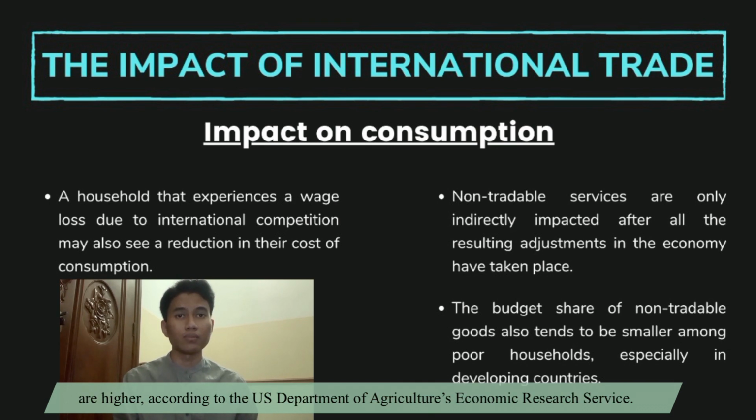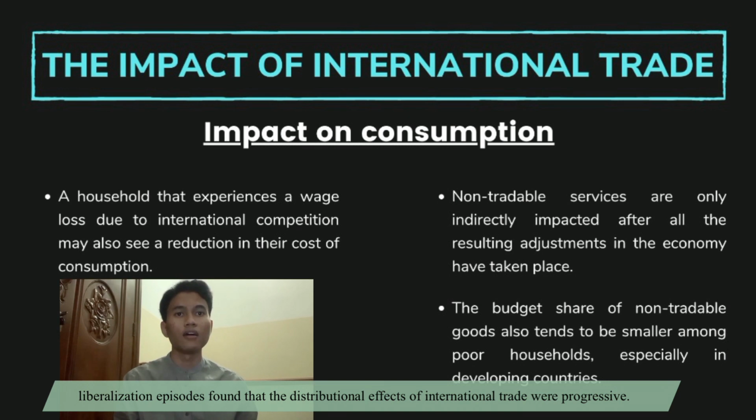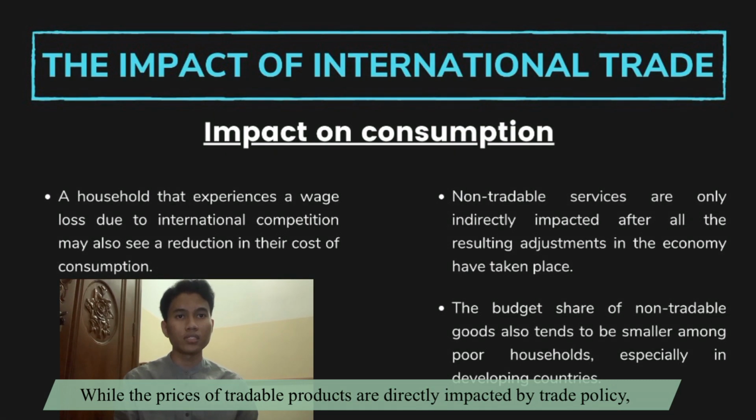According to the U.S. Department of Agriculture's Economic Research Service, a household that experiences a wage loss due to international competition may also see a reduction in its cost of consumption and hence experience a net welfare gain due to international trade. Studies that have investigated the impact of unilateral trade liberalization episodes found that the distributional effects of international trade were progressive. While the prices of tradable products are directly impacted by trade policy, non-tradable services are only indirectly impacted after all the resulting adjustments in the economy have taken place.